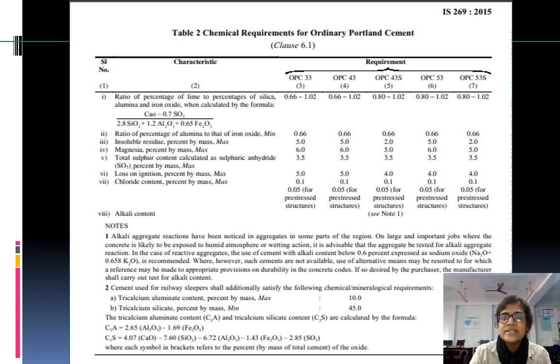For different grades, the ratios of the different elements are mentioned in our code, and we follow this accordingly. Whenever we are purchasing cement or any cement products, we should be very sure the bag has this code written on it, or specifies that it conforms to this code. So we can say that, depending on the grade, these are the percentages of the chemical composition present in the cement.